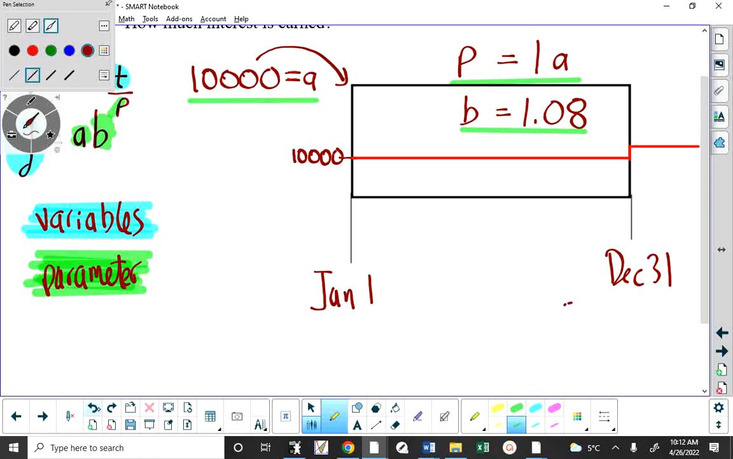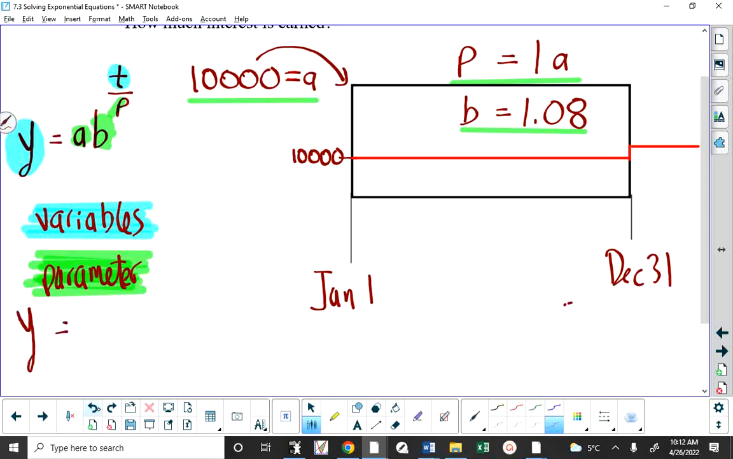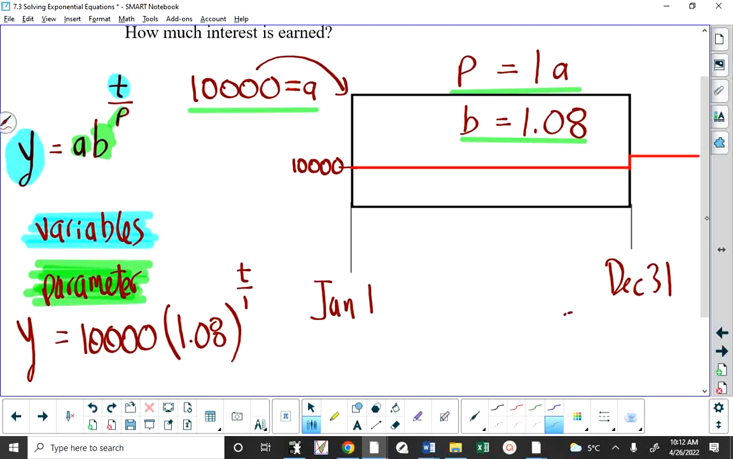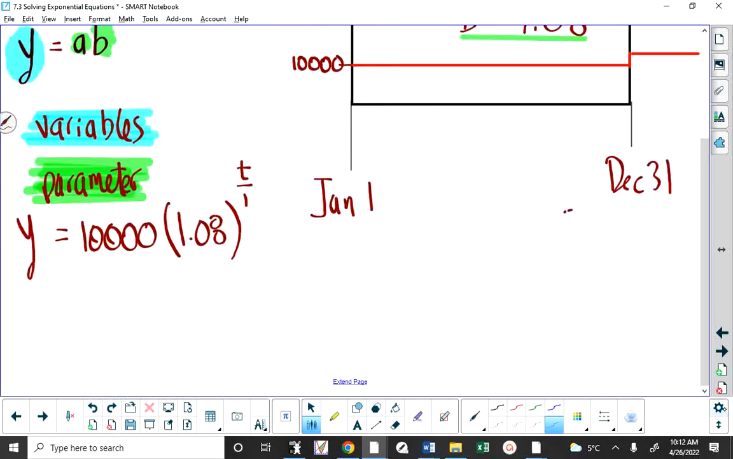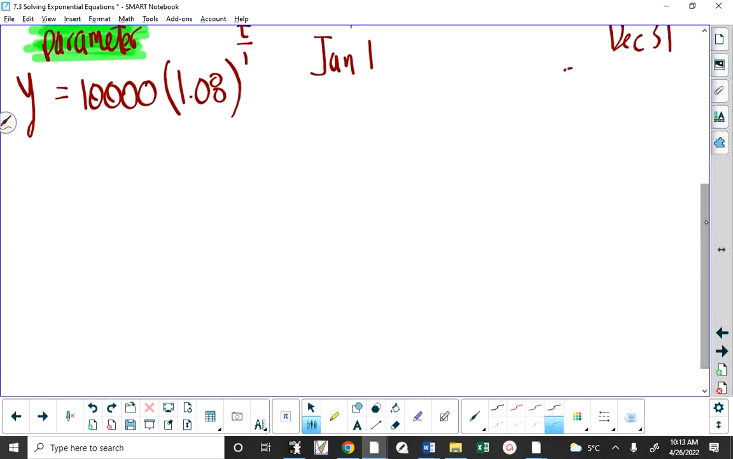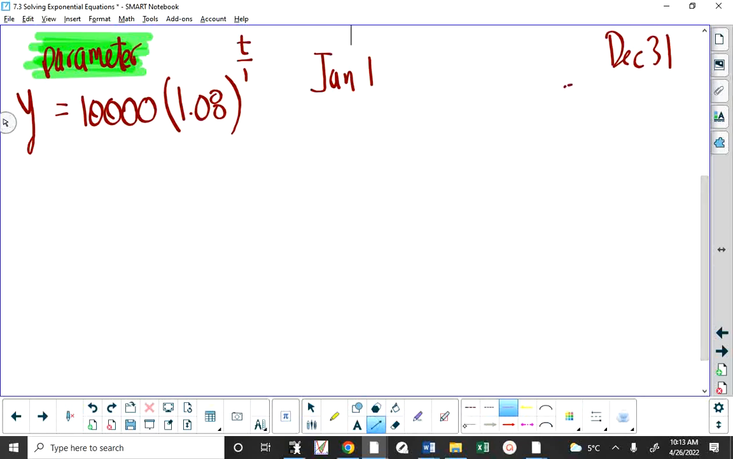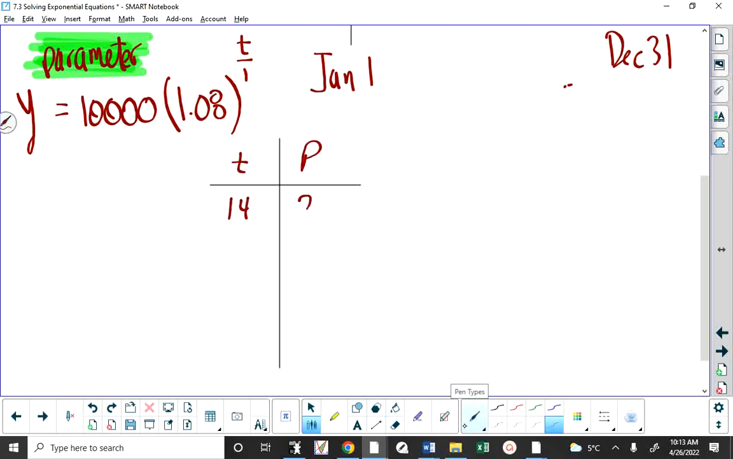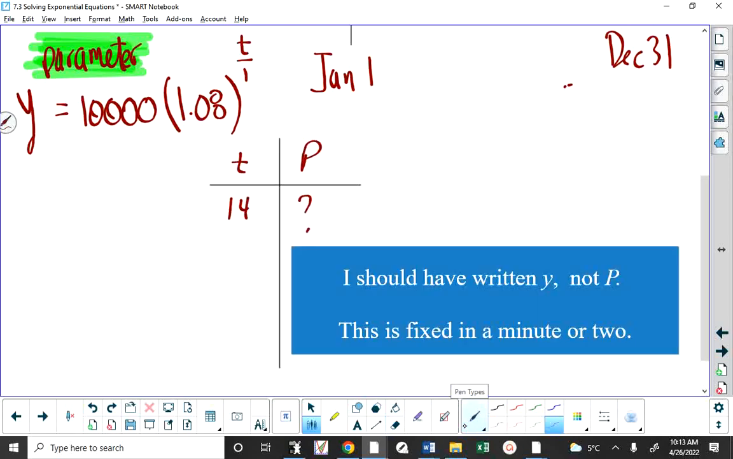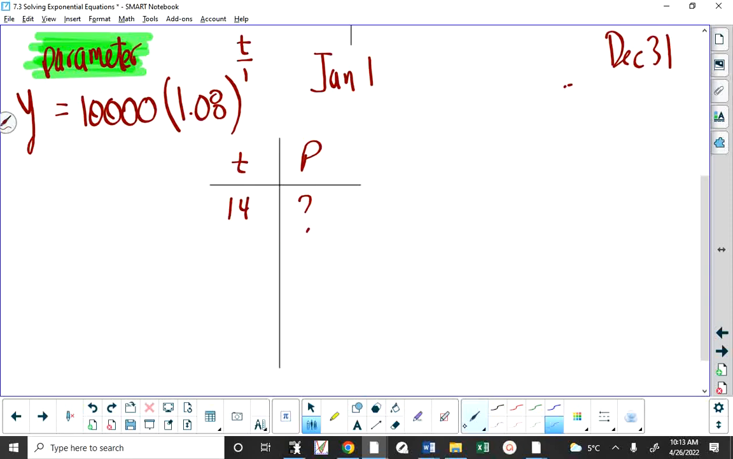What does that give us? It gives us Y, the money, equals 10,000 times 1.08 raised to the T over 1. And we don't need to write over 1 there. You don't need to write it, but I'm just putting it. So how much is in the account after 14 years? Well, what this question is saying is, when t is 14, what's y?